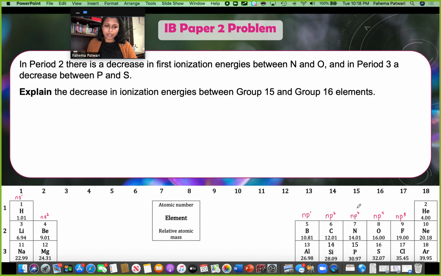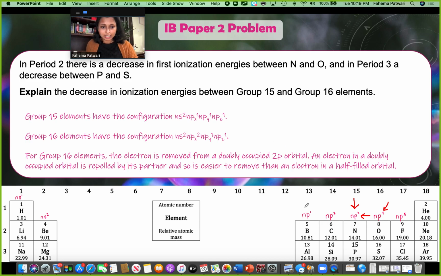So we can tell right away that this group is more stable, right? So it's going to have a higher ionization energy. This group, if it loses one of these electrons, will become like this. It will become stable, right? So this one is happy to change, meaning it'll have lower ionization energy. To formalize that, group 15 elements have the electron configuration ns2, npx1, npy1, npz1.